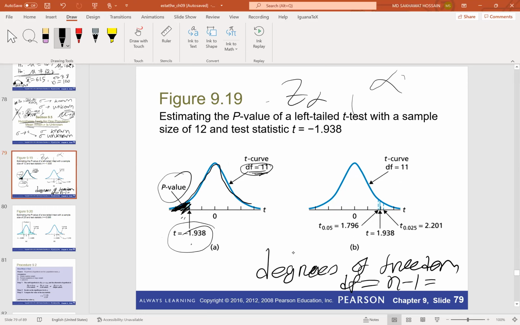To find this, this distribution is for degrees of freedom 11. But if you change the degrees of freedom, that means if here n was 12 and now n is 25, then the degrees of freedom df will be 24. Then you will not have this same distribution. It will be something different, like this. When the degrees of freedom increases, it actually becomes close to normal. When the sample size is large, it becomes very close to normal.